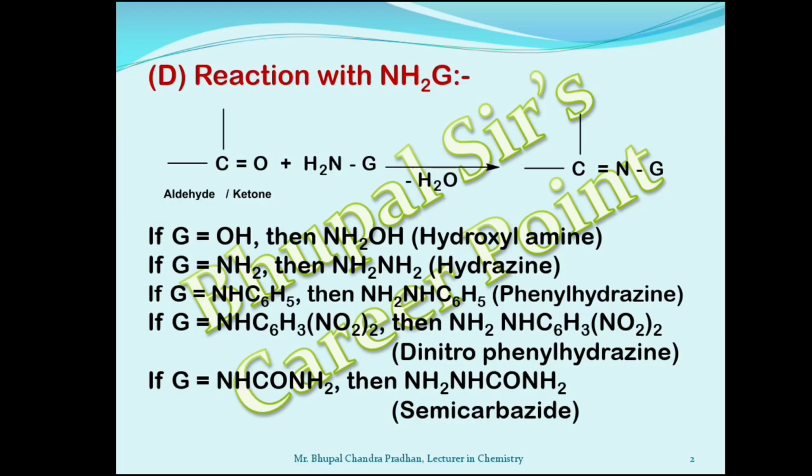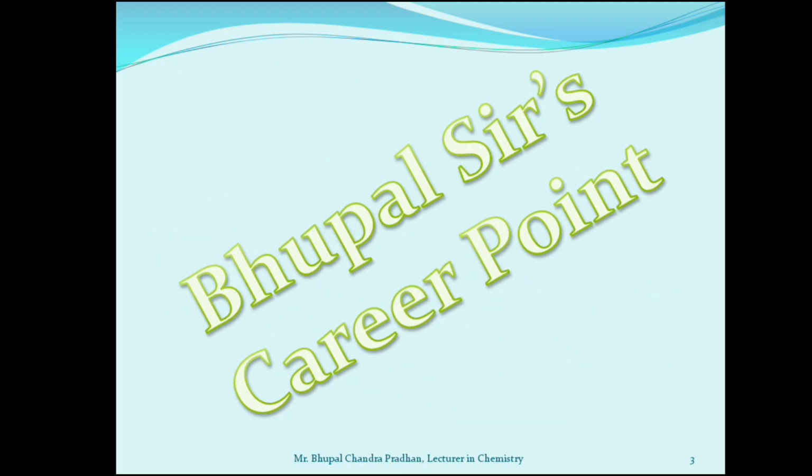If G is equal to NHC6H5, then the compound will be NH2NHC6H5, and the name of the compound is phenylhydrazine. If G is equal to NHC6H3(NO2)2, then the compound is known as dinitrophenylhydrazine, and the product formed is the corresponding dinitrophenylhydrazone. If G is equal to NHCONH2, then the compound will be NH2NHCONH2, which is known as semicarbazide, and the product formed is known as the corresponding semicarbazone.